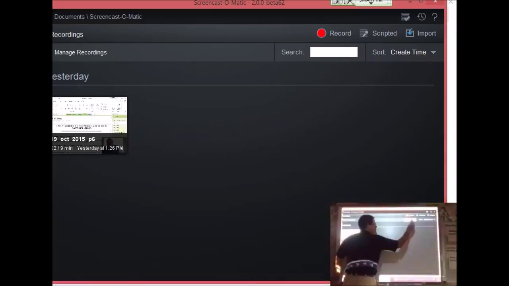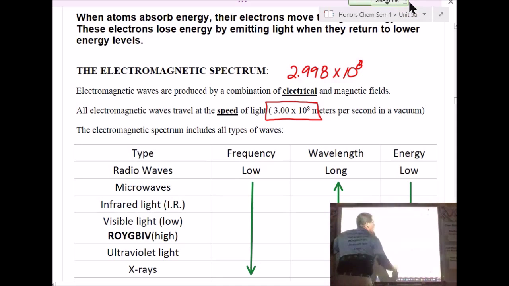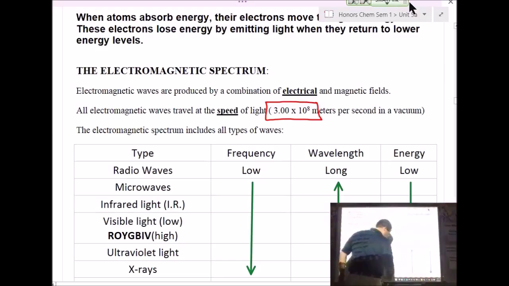Okay. Whoa. Hit something. So, yeah, that number's nice, but we'll keep it simple to 3.0.